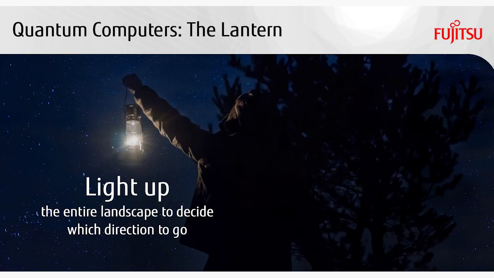Now, let's go back into the forest again. We're lost again, but this time we have a lantern. The thing about a lantern is it casts light in all directions at once. And with that kind of image, we can much more easily see where we're going in the forest. That's the difference between classical computing and quantum computing. With quantum computing, we are able to look in all the directions that a problem might go simultaneously.